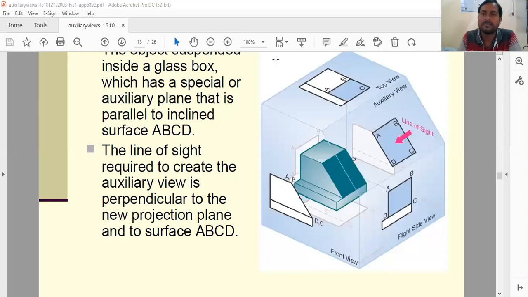Okay, is that clear? So this is a 3D diagram, so that you can recognize easily. But in the 2D diagram, you should draw the actual figure, that is the auxiliary views, with the help of the front view and top view.